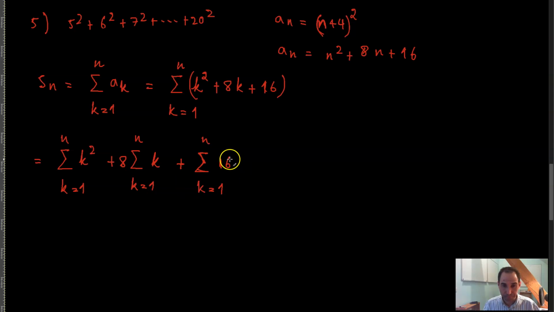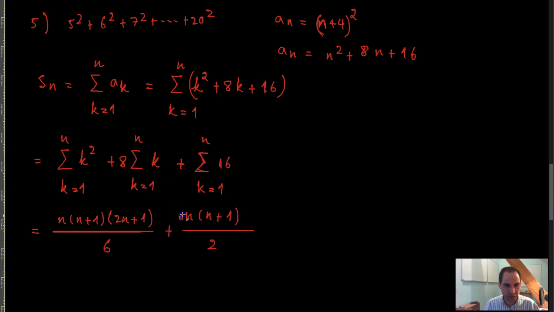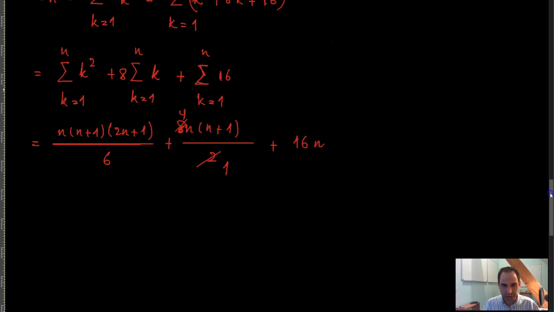So this would be basically sigma of k squared as k goes from 1 to n is basically n times n plus 1 times 2n plus 1 divided by 6. Sigma of k as k goes from 1 to n is equal to n times n plus 1 divided by 2, and there is an 8 over there, so 8 divided by 2 is equal to 4. And then over here you have basically sigma of 16 as k goes from 1 to n, which is equal to 16n, right?